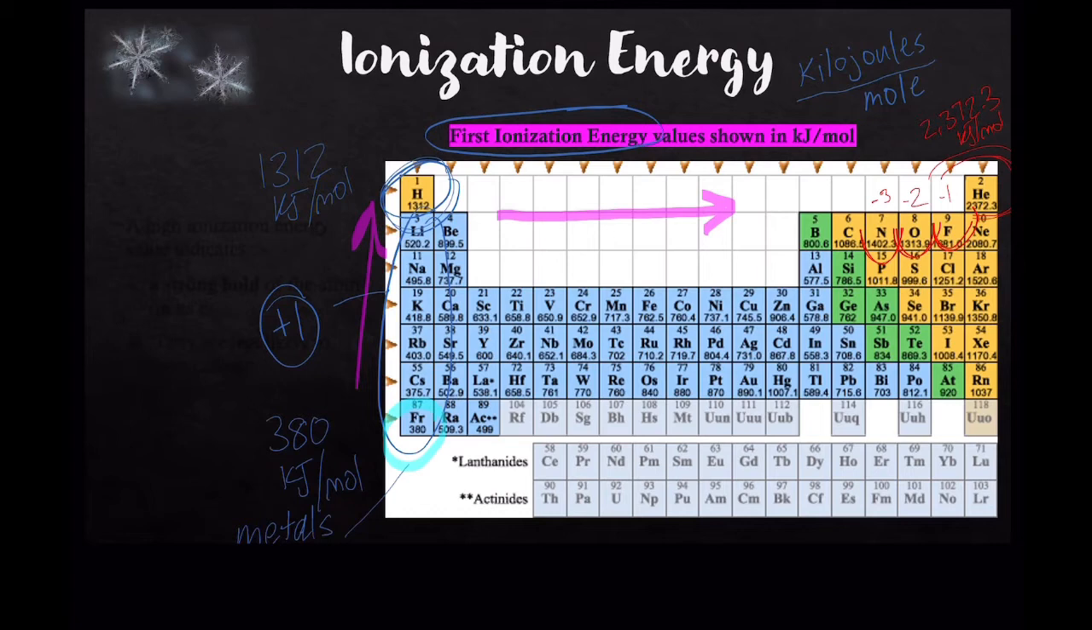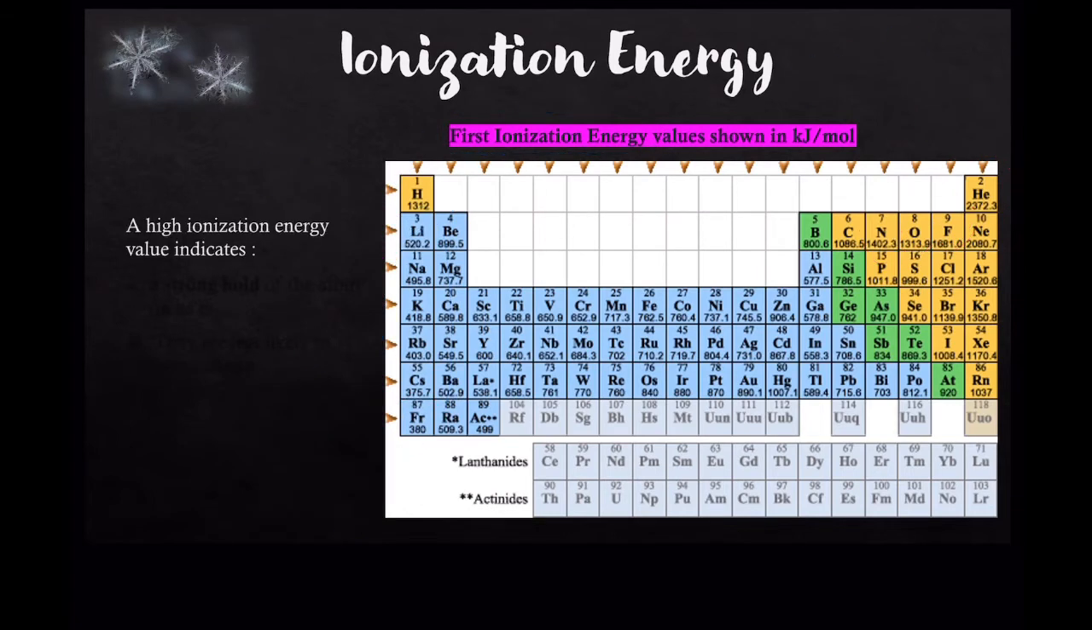They don't want to lose electrons. A high ionization energy value then indicates a strong hold of the atom on its electrons. The higher that value is, the less likely those elements will form cations. And remember, cations are the positively charged ions.